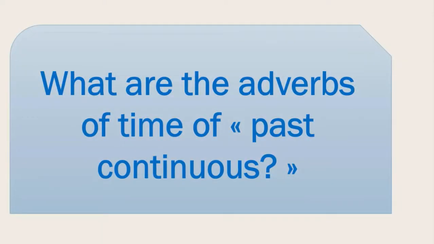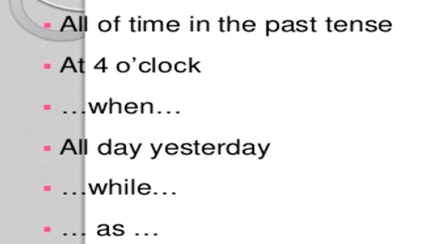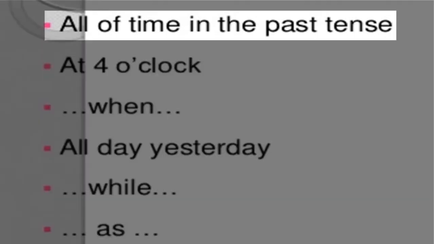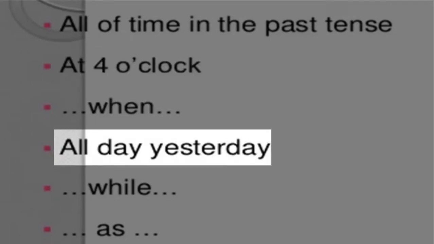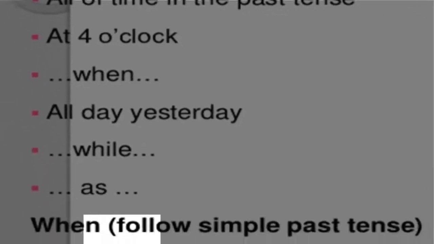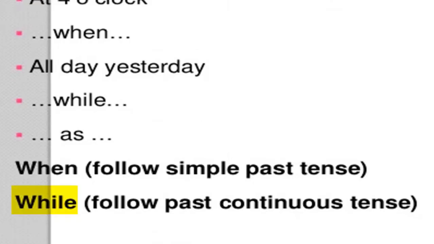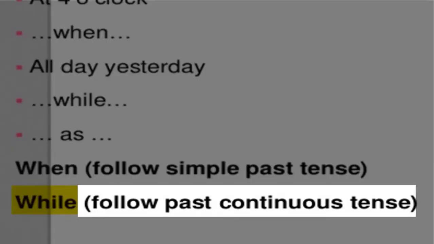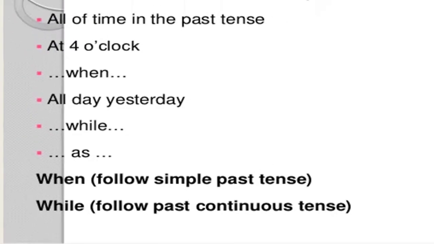What are the adverbs of time of past continuous? Adverbs of time that we use in the past continuous are all of time in the past tense: at 4 o'clock, when, all day yesterday, while, as. When follows simple past tense, and while follows past continuous tense.